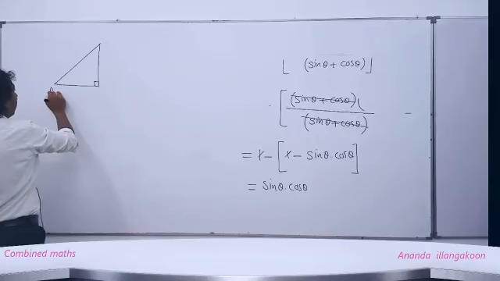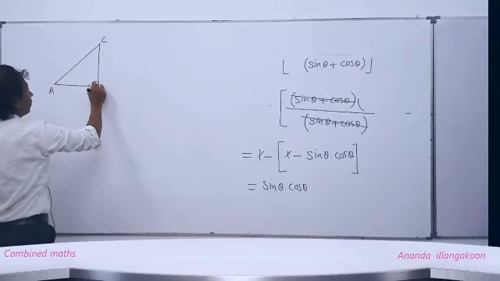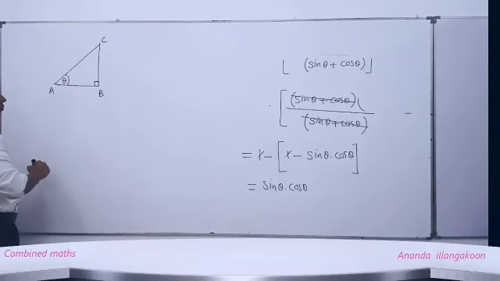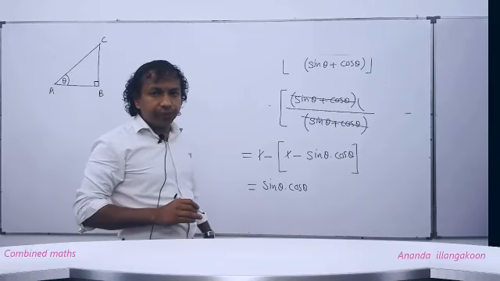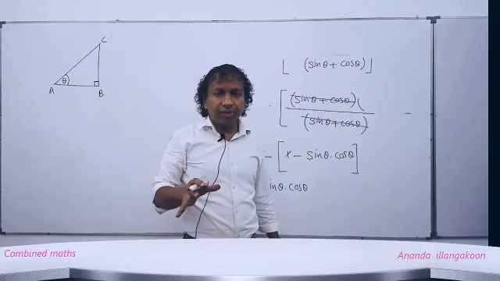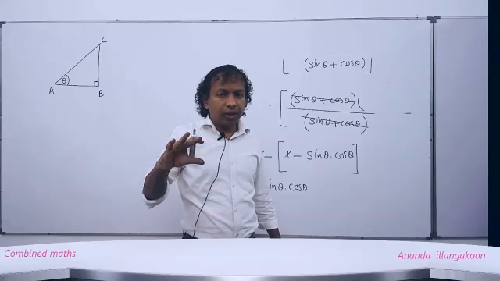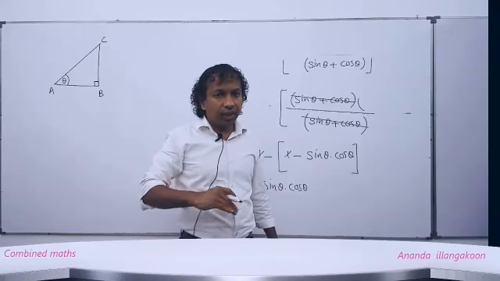Suppose the triangle is ABC, with this angle being theta. Definitely this angle theta, people, is less than 90, no? Because in a right angle triangle, one angle is 90 degrees. There are 2 more angles, and each of them is then less than 90. Right?